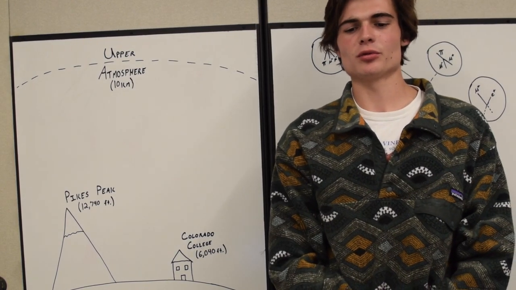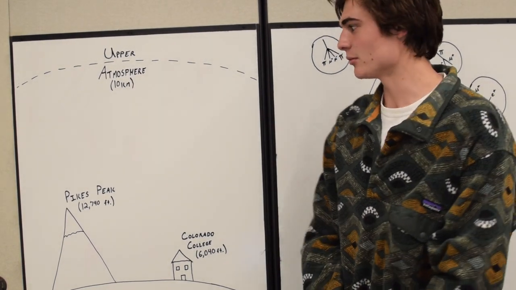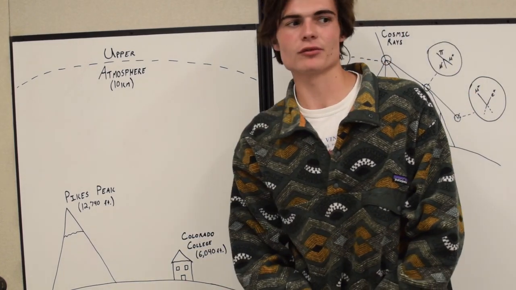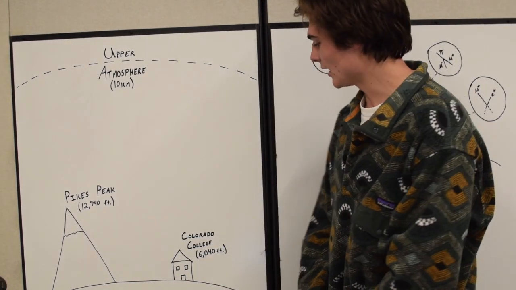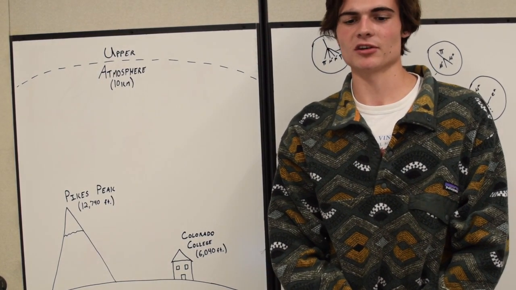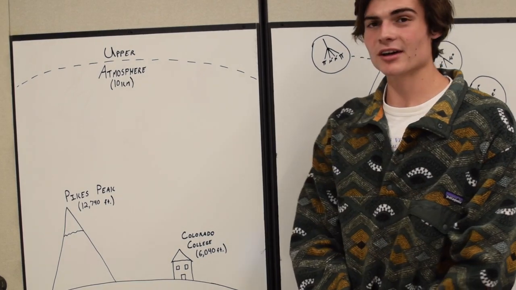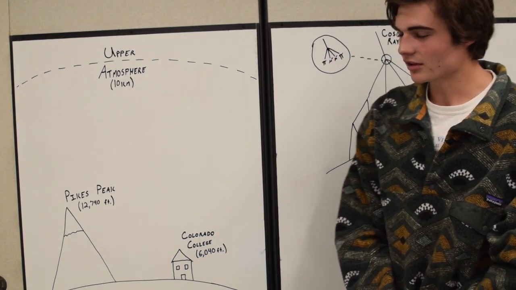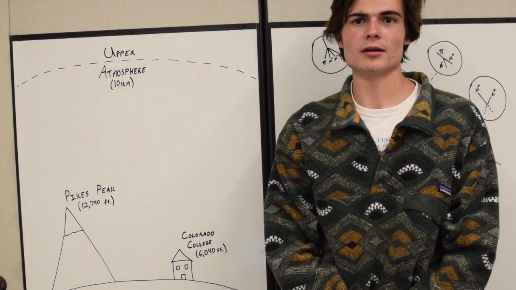Our experiment had two primary goals. The first was to measure the flux rates of muons at both 12,740 feet up at Pikes Peak and at 6,040 feet here on Colorado College's campus. We hope to explain the difference in these fluxes. Our second goal was to calculate the half-life of a muon.